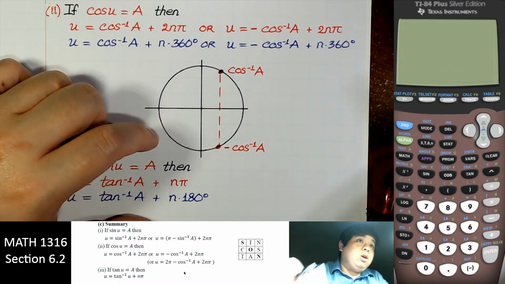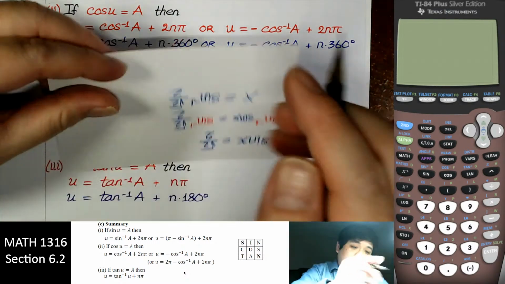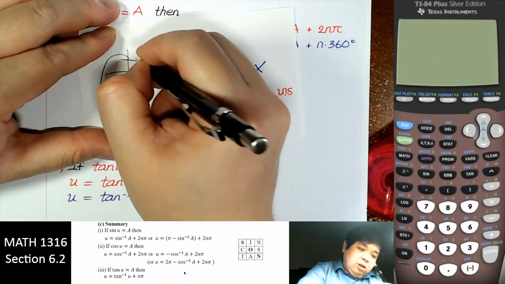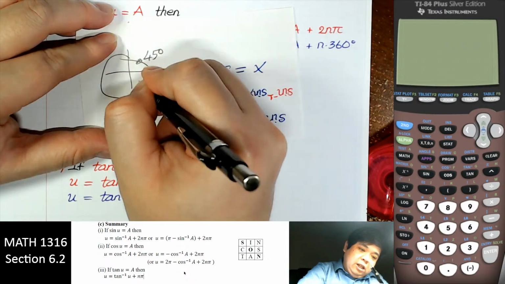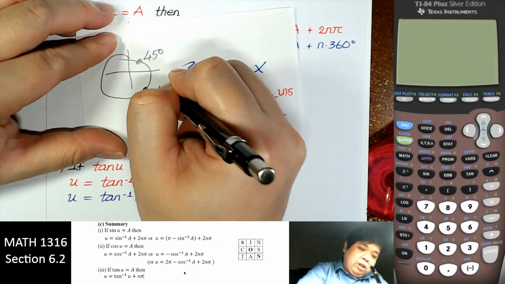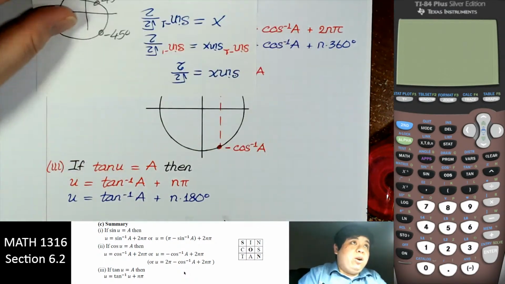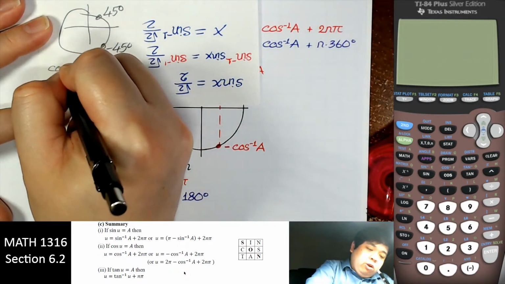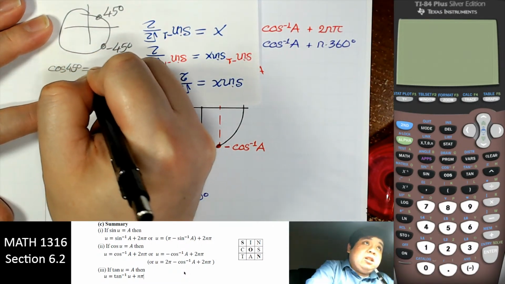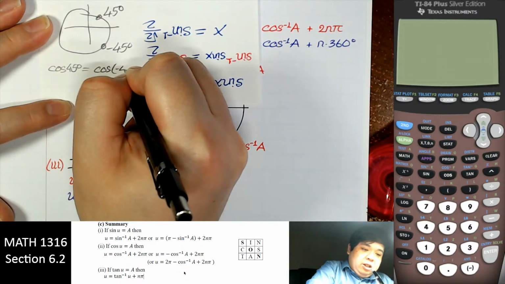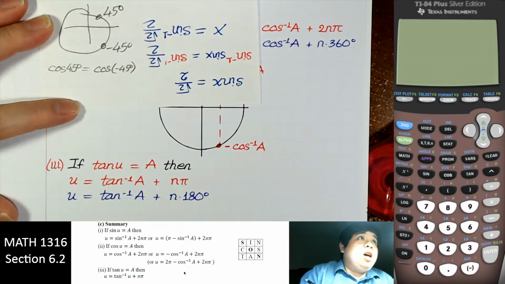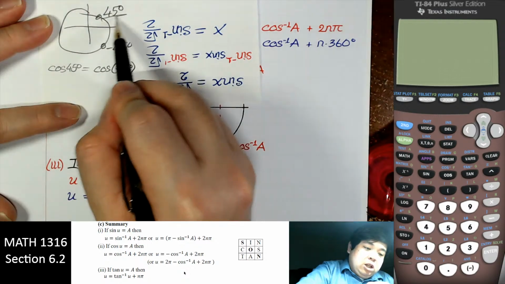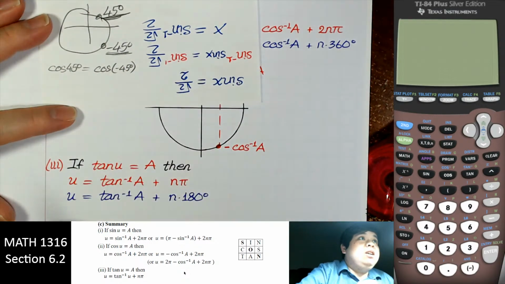I'm not talking about the cosine values being negative. For example, if we're talking about 45 degrees here, and the other one is negative 45 degrees, we're talking about the angle values, not the cosine values. Of course, cosine of 45 degrees is the same as cosine of negative 45 degrees. But in terms of the values of the angles, one is positive and one is negative.